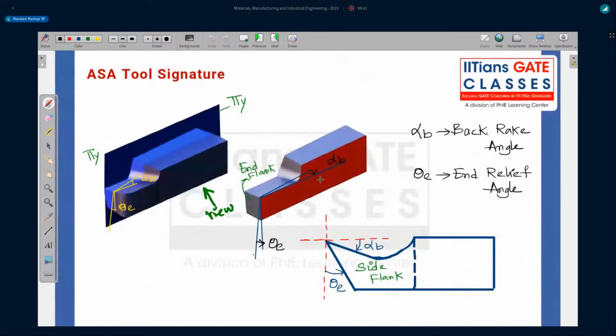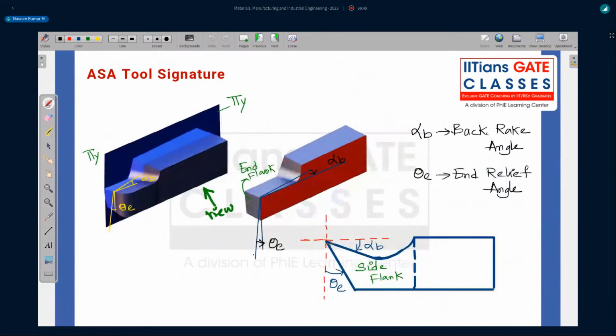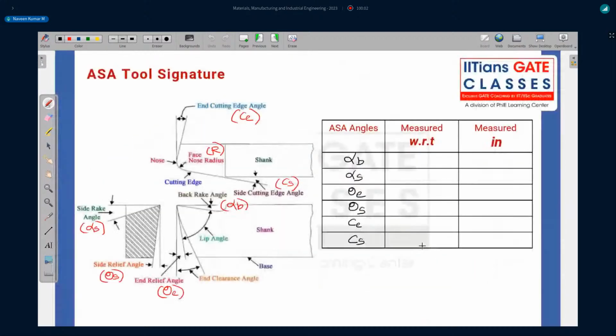So you see here this alpha B and alpha S. This is pi r plane. This also is pi r plane. So this is the plane which has gone inside. But both are measured with respect to pi r. This is pi r. This is pi r. So hence I can say these are measured with respect to pi r plane, right?